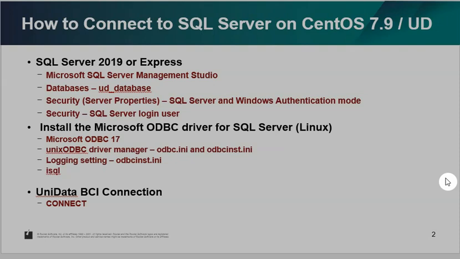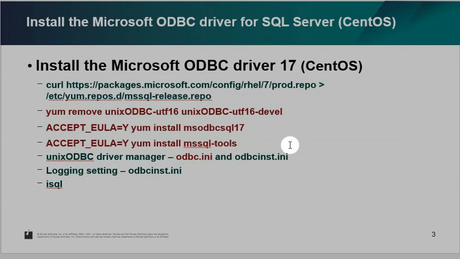After iSQL works fine, you need to run a Unidata BCI command before running connect, called relink.udlibs. The Microsoft ODBC driver right now provides a very simple way. It's just a couple of commands. You can go to the Microsoft website to follow the instructions, which are all based on the OS version. Version 6, 7, 8 are a little bit different, so you can go to the Microsoft website to see which driver you should install.